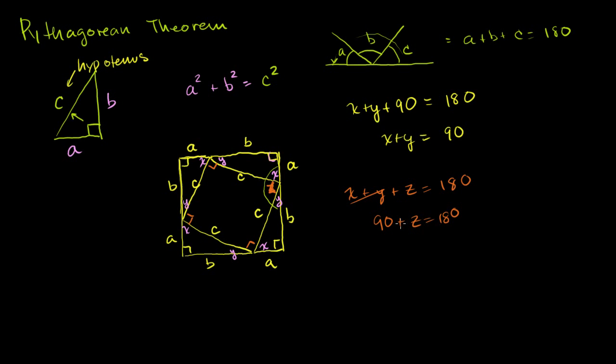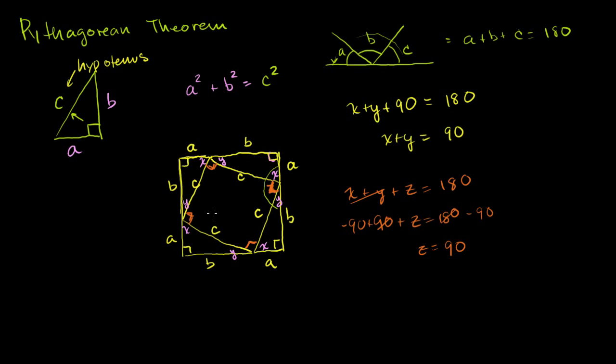Subtract 90 degrees from both sides of this equation. You get 180 minus 90. I'm just subtracting 90 from both sides. So Z is equal to 90 degrees. So these are all 90-degree angles, and the sides are all the same length, C. So this is a square in the middle of this diagram.